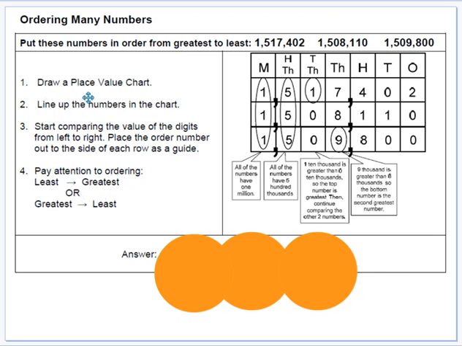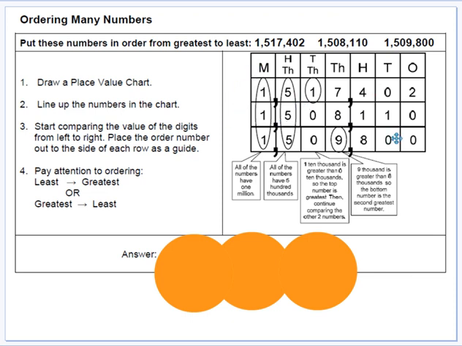So again, we need to be able to draw our place value chart. So we need to work on memorizing and really learning where our place values are in a number so that we can draw our chart. Then we line the numbers up in the chart again. Then we start comparing the value of the digits from left to right, exactly the same as what we were doing with two numbers. Then we place the order number to the outside of each row as a guide. We need to pay attention to the ordering, whether we're ordering from least to greatest or greatest to least, okay? So if we look back up here, we need to go from greatest to least, or the biggest number to the smallest. So we start comparing.